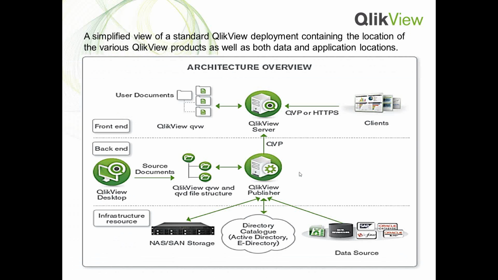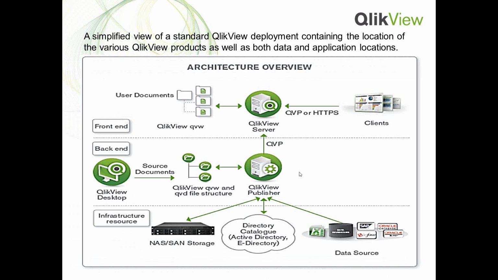So we have a layer 1 QVW which will generate layer 1 QVDs. We have layer 2 QVWs which will consume layer 1 QVDs and generate layer 2 QVDs. And so on. You could have layer 3 or layer 4, and similarly they could consume any level of QVDs and generate another set of QVDs.